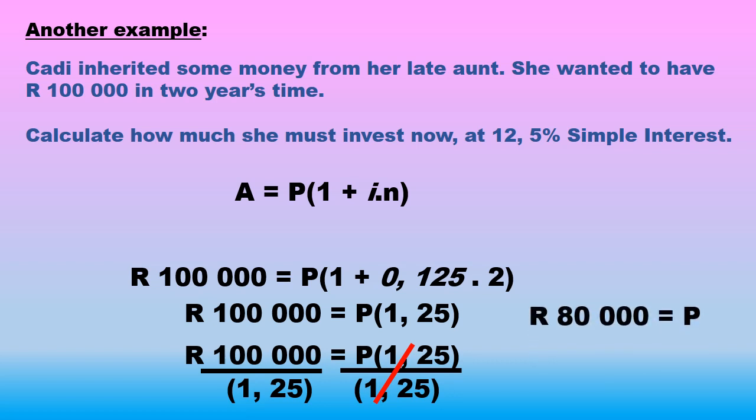And your answer there will give you a lovely, lovely little amount of 80,000 Rand. And again, you can just write it the right way around if you want. P is equal to 80,000 Rand. So, Katie, you have to invest now of your inheritance 80,000 Rand to have 100,000 in 2 years' time.